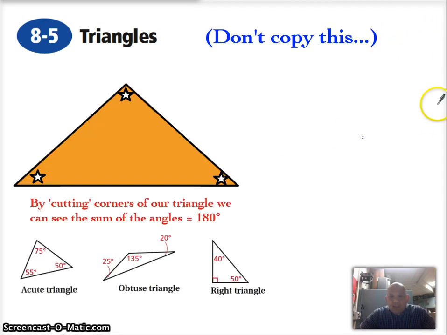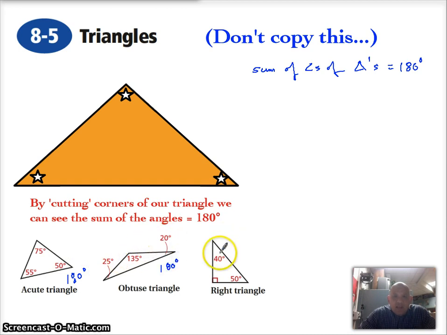Now, what we're going to take a look at are the angles of any triangle. Now, what I'm going to write down here is a truth about angles. The sum of the angles of all triangles equals 180 degrees. If you add 55 plus 75 plus 50, you get 180 degrees. If you add 25 plus 135 plus 20, you get 180 degrees. If you add 50 plus 40 plus this 90 degree angle, you'll get 180 degrees.